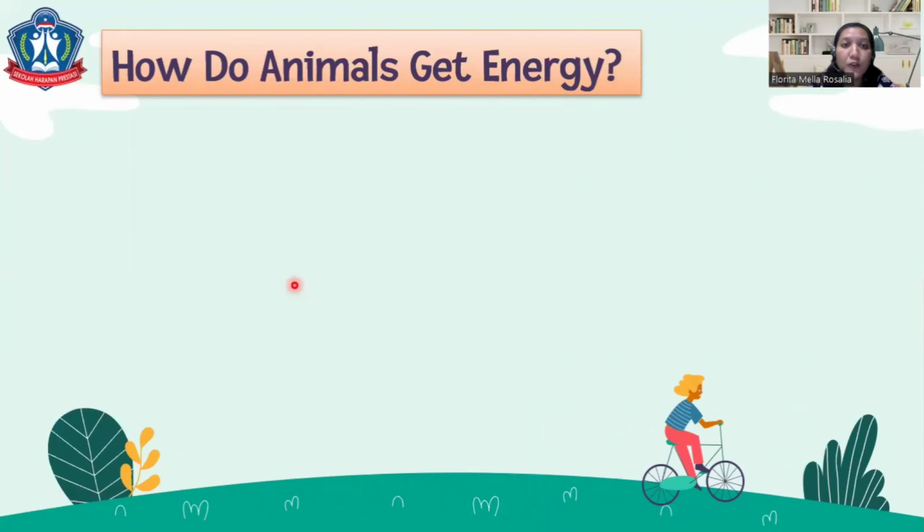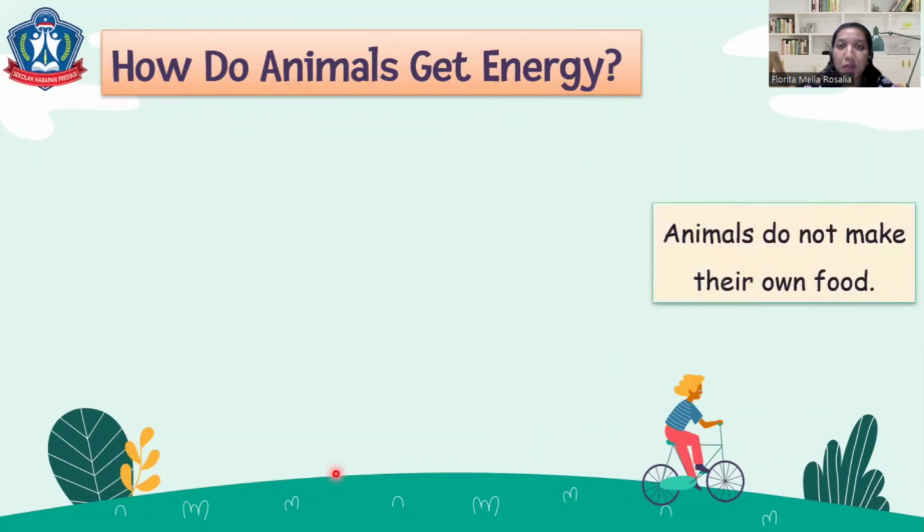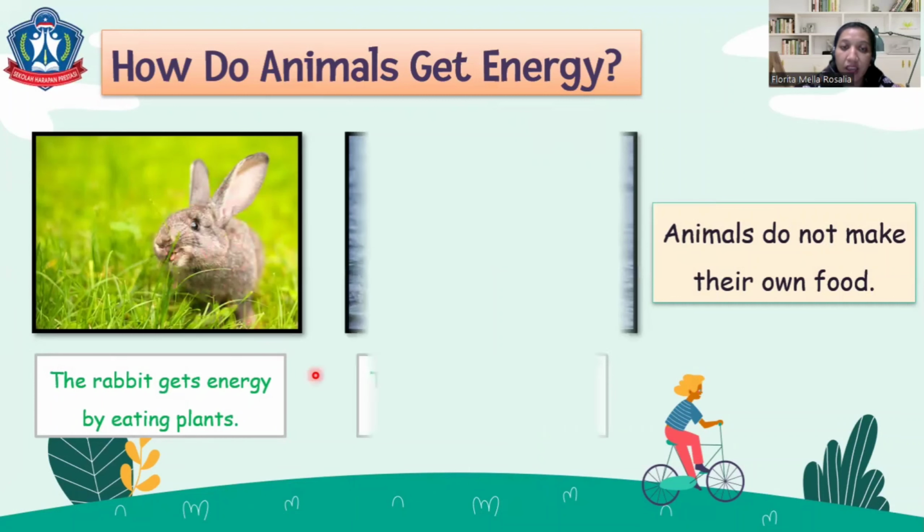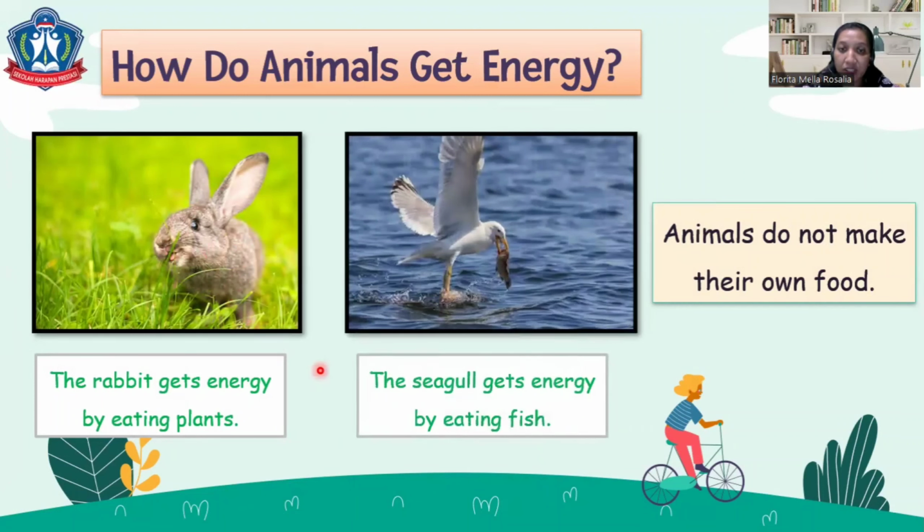And now, how do animals get energy? As we know, animals do not make their own food. For example here, the rabbit. The rabbit gets energy by eating plants. And here I have another example, the seagull. The seagull gets energy by eating fish.